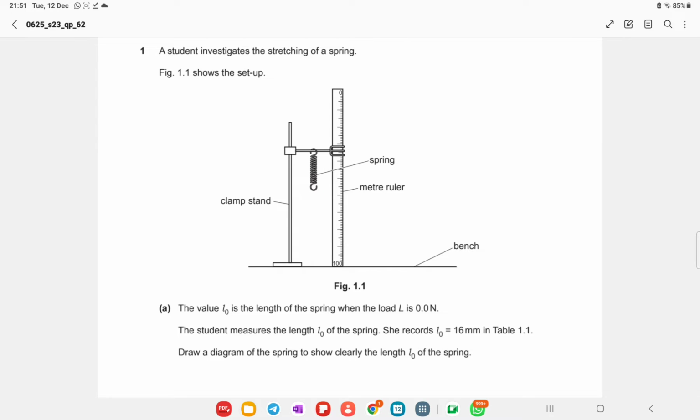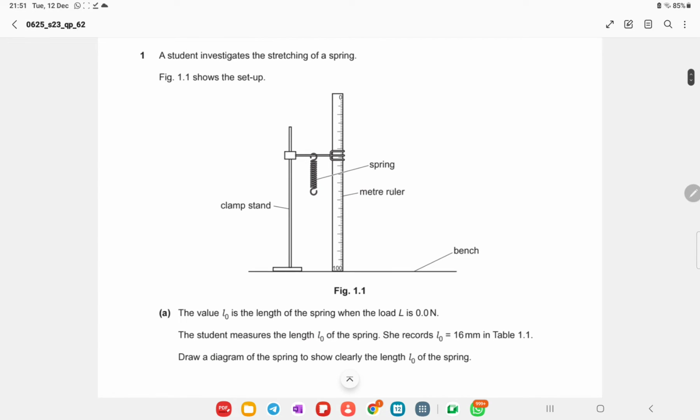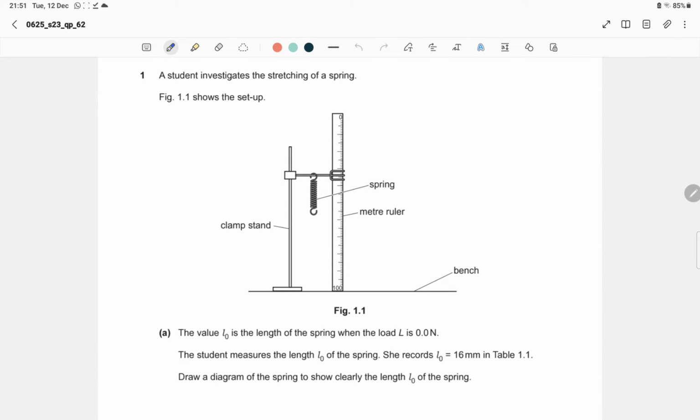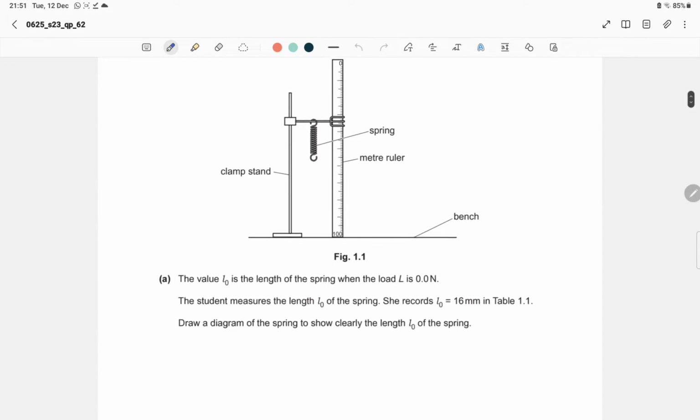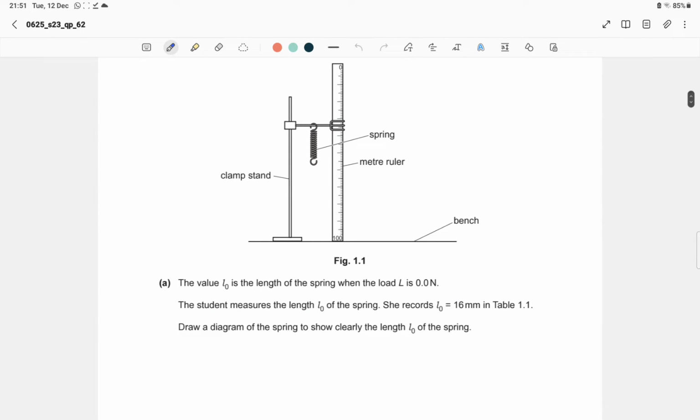Figure 1.1 shows the setup, and in this figure you have a meter rule, a spring, a clamp stand and a bench. The value L naught is the length of the spring when the load is 0.0 Newton. The student measures the length L naught of the spring. She records L naught equals 16 mm in table 1.1, which is going to be shared later, I guess. Draw the diagram of the spring to show clearly the length L naught of the spring.